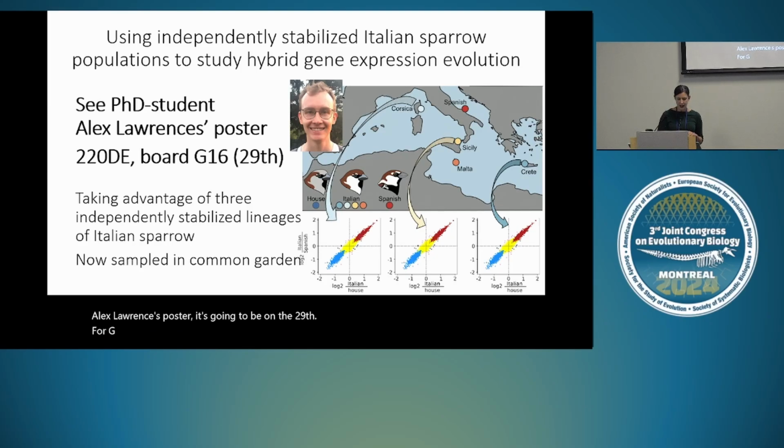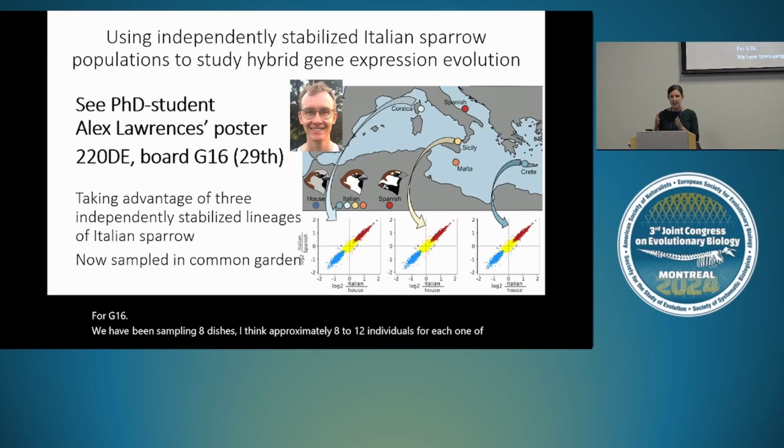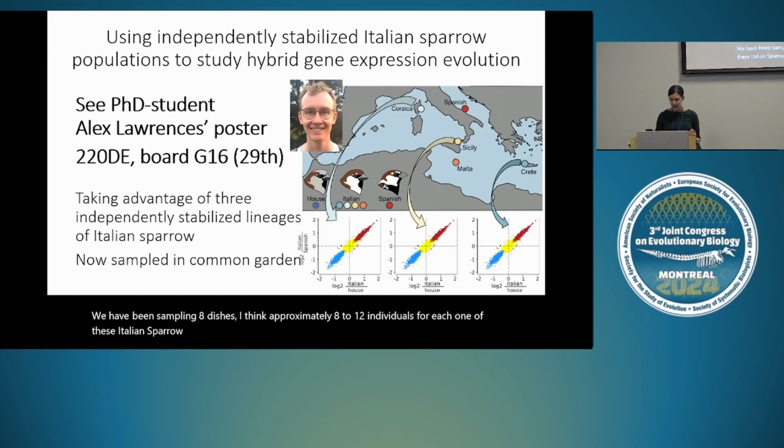So we have been sampling 8 tissues, I think, approximately 8 to 12 individuals per each one of these Italian sparrow populations and the parent species. And we've been sampling them in a common garden at Lund University the day after the first egg is laid, which is more challenging than we would expect from the start.